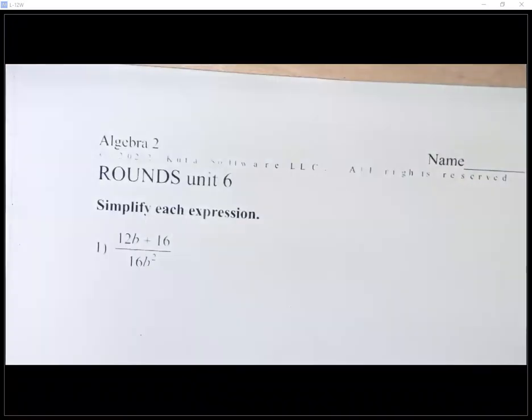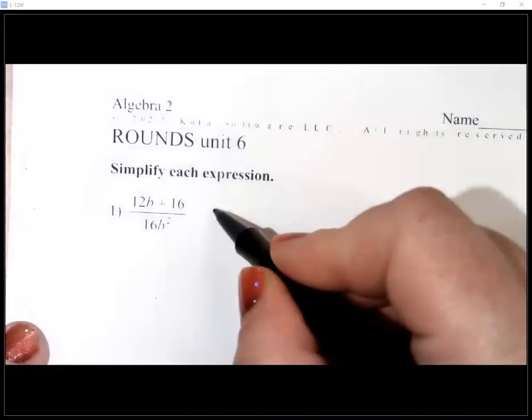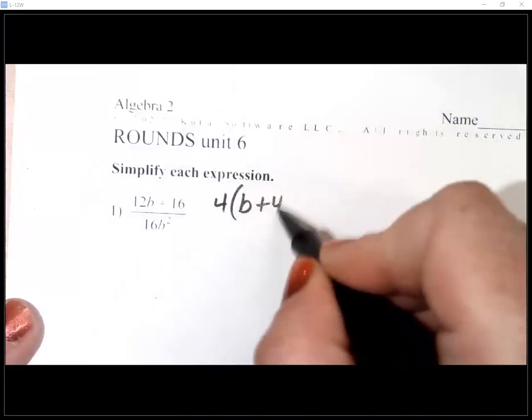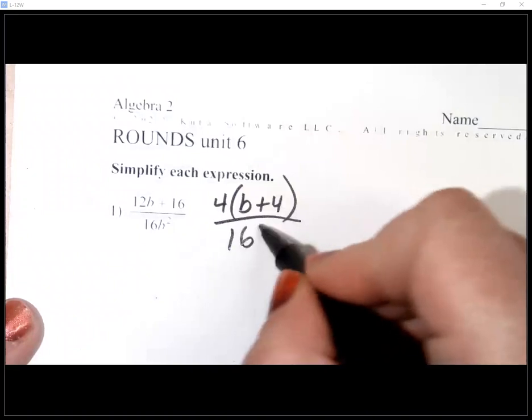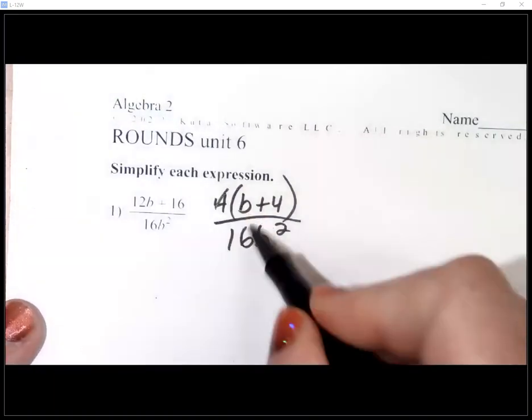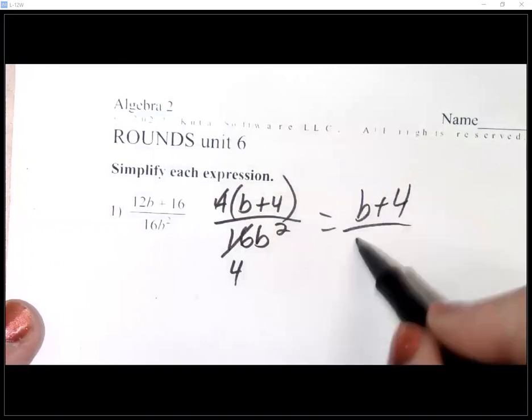Okay, so here's number one. All you're doing here is simplifying. So step one is factor whatever you can. From the top, I can take out a 4. From the bottom, there's nothing to do. So I factored everybody. Now I can reduce whatever can be reduced, 4 over 16. That's it. That's my answer. B plus 4 over 4b squared. You can't go any further than that.